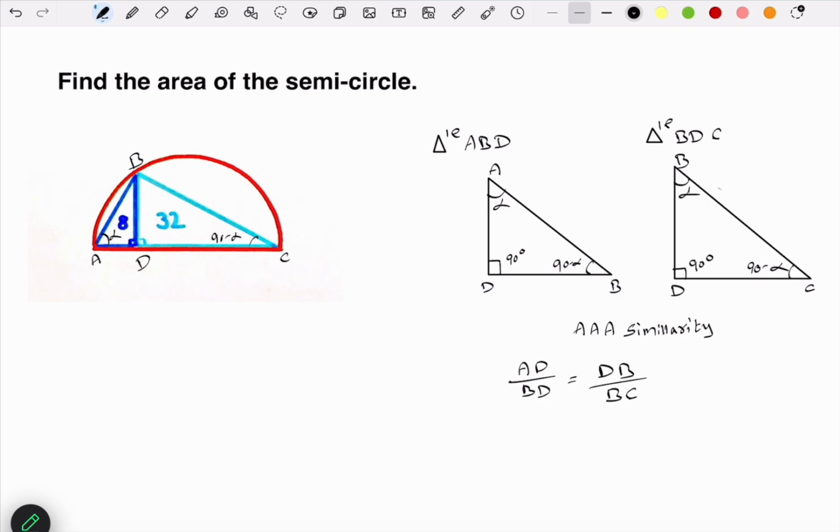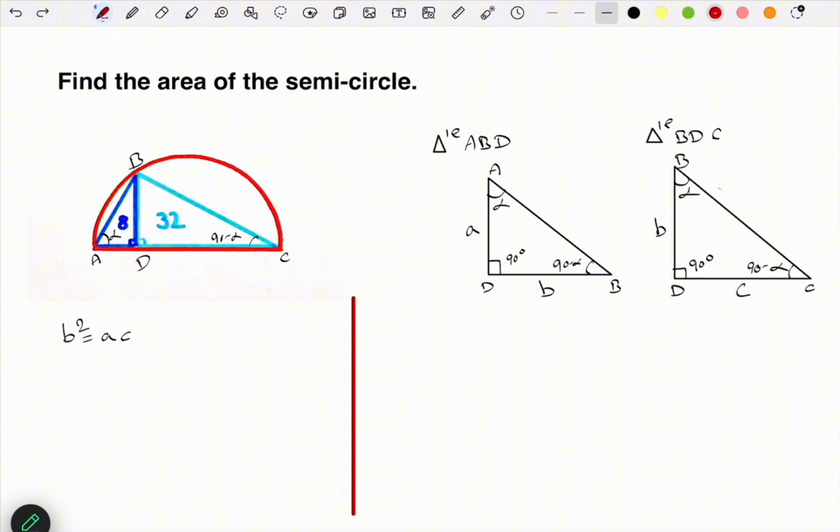Now in these triangles, we can consider AD as A, BD as B. In both these triangles, BD is the same, so it is also B, and DC as C. AD as A and BD as B, which is equal to B over C. If we cross multiply these two things, then it will become B square is equal to AC. This is our first finding from this diagram. Keep it aside. B square is equal to AC.